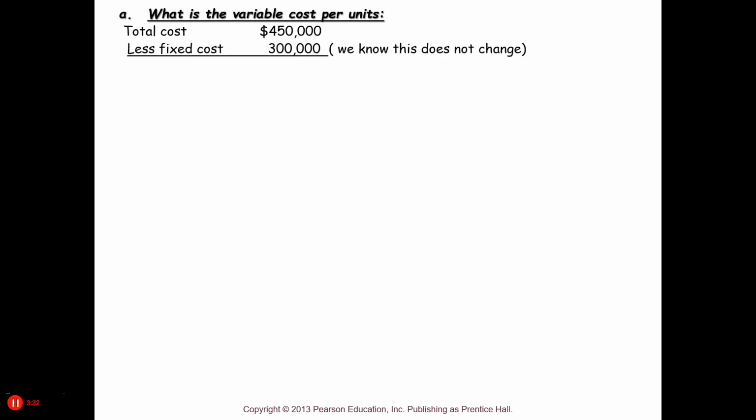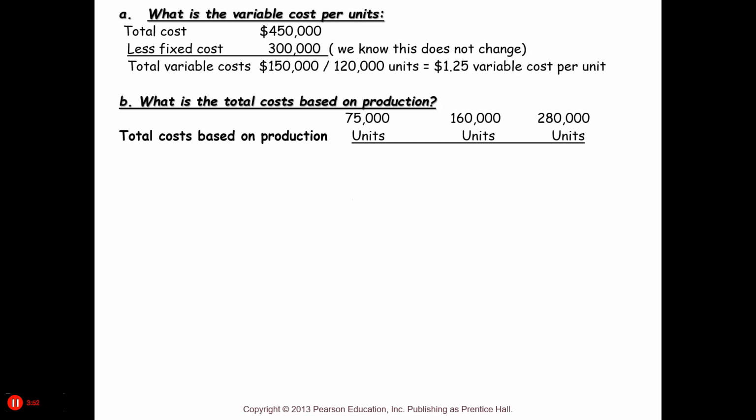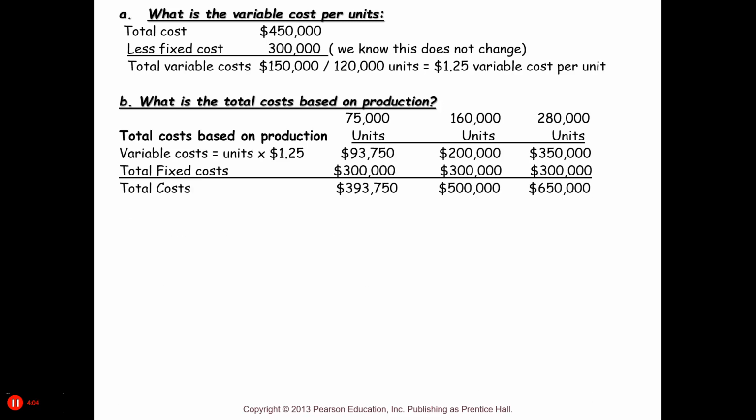So first, let's start with the variable cost per unit. First, we're going to take our total cost minus our fixed costs, because we know those don't change. And that tells us our total variable costs. We divide by units because we know that the variable cost per unit is constant. Now it's $1.25. What is the total cost based on production? So we're looking at these various levels of production. So we're going to take each one of the units at the top times $1.25, and that tells us our total variable costs. We add our fixed costs, and that tells us our total cost.